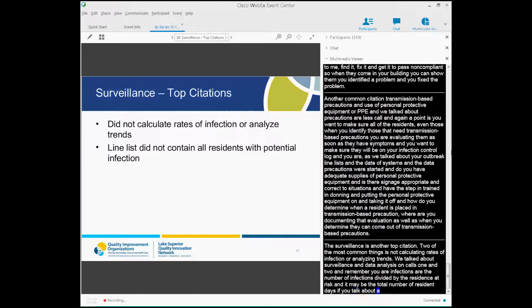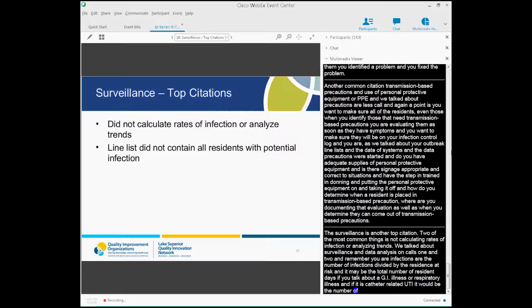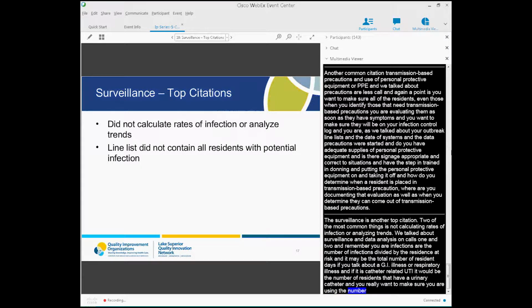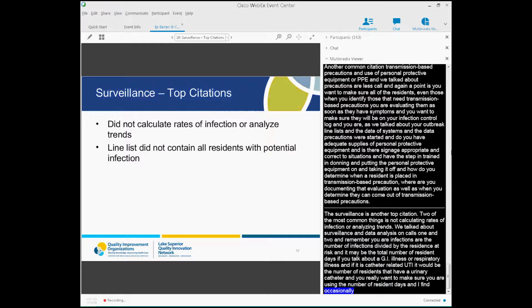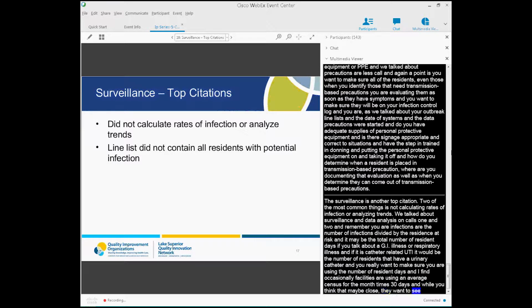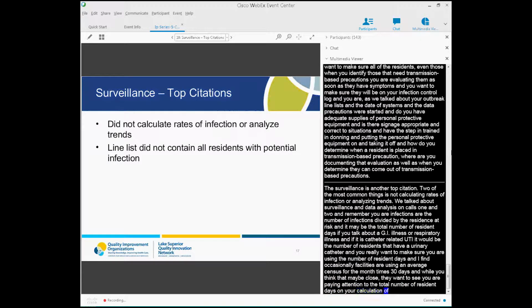And you really want to make sure that you're using the number of resident days. I do find occasionally that facilities are using an average census for the month, times 30 days. And while you think that may be close, they really want to see that you're paying attention to the total number of resident days when you're calculating your infection rates. Most likely someone in your billing office or your medical records department has that data for you. You likely do not have to keep track of that yourself.